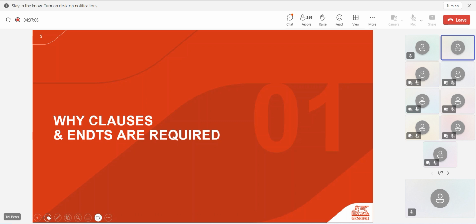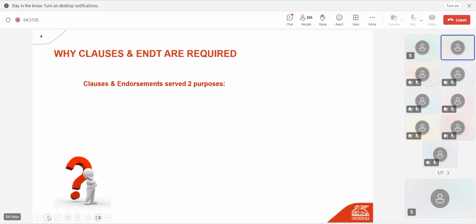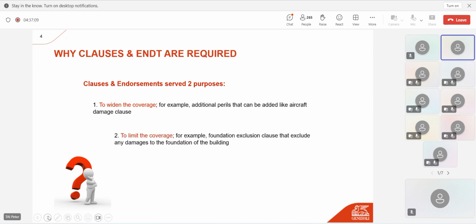Then why is it required? The reason is that it serves two purposes only. Number one is to widen the coverage.